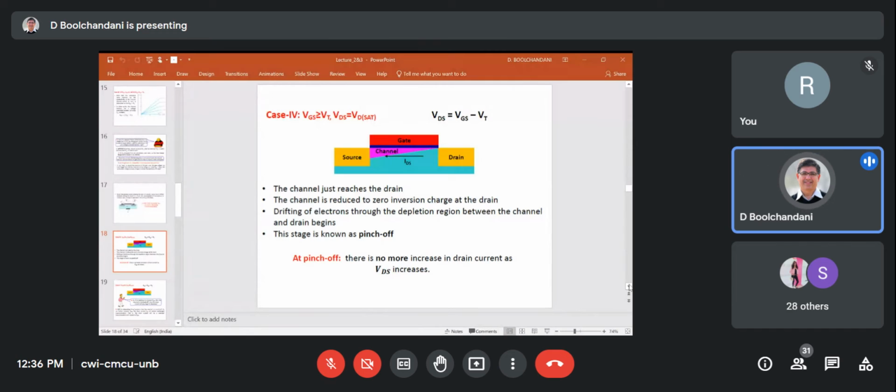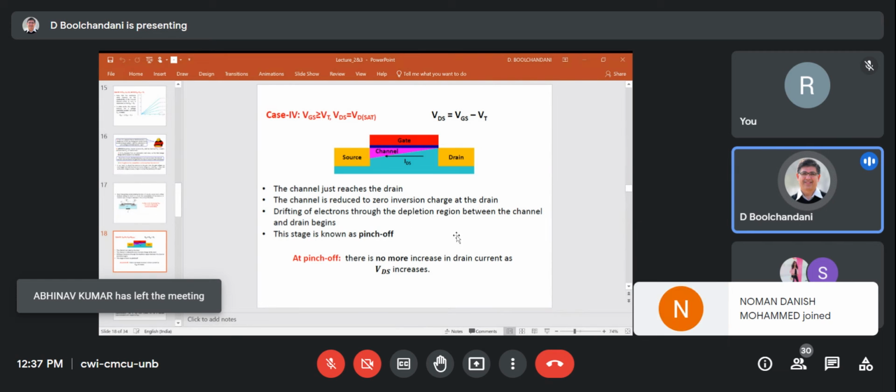And with further increase, we'll see that the channel just reaches the drain. The channel is reduced to zero inversion charge at the drain. And we say that the channel gets pinched off at the drain region. However, the drifting of electrons is not going to stop, the drifting of electrons through the depletion region between the channel and drain continues. And this stage is known as the pinch off. So at the pinch off, there is no more increase in the drain current as VDS increases.